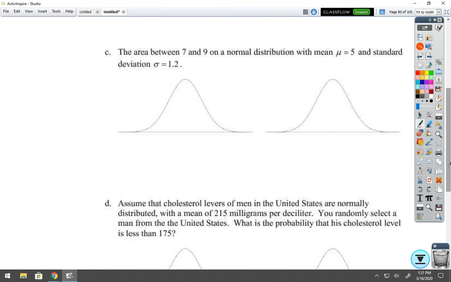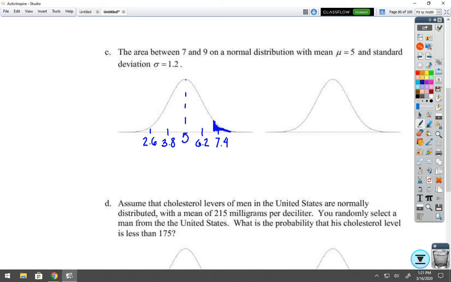Letter C, the area between 7 and 9 on a normal curve. All right, so we have a mu of 5. We have a standard deviation of 1.2, 6.2, 7.4. Could keep going if I needed to. I can go below at 3.8 and 2.6. My data value is between a 7 and a 9, all right? Well, 9 is way out here, and 7's about here, so somewhere about here.